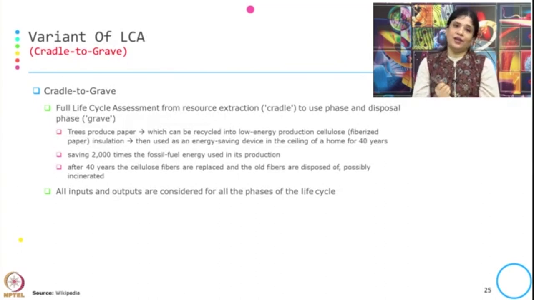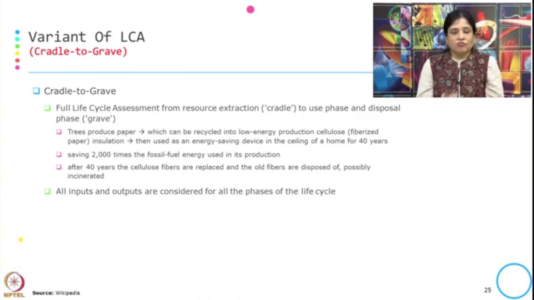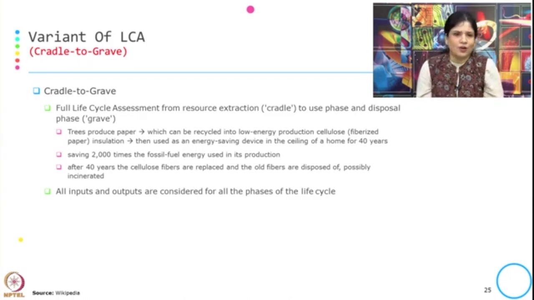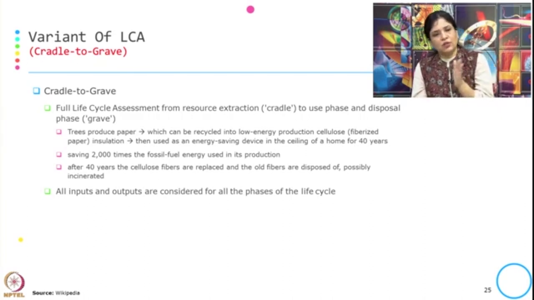Then we will see the different variants of LCA. The first variant of LCA is cradle to grave. In this case, we do a full life cycle assessment from resource to the use phase and the disposal phase, which is typically named the grave. The example we take here is paper: trees produce paper which can be recycled into a low energy product, cellulose fiberized paper insulation, then used as an energy saving device in the ceiling of a home for 40 years, saving 2000 times the fossil fuel energy used in production, and after 40 years the end of life disposal is this.